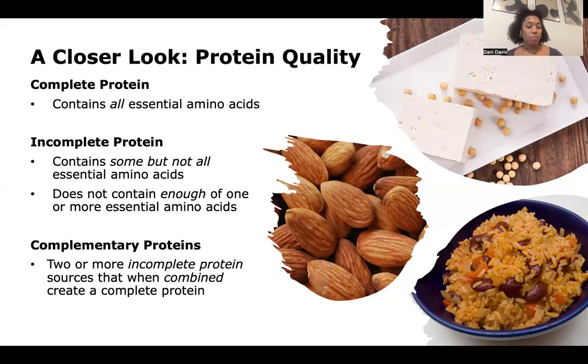However, with a complementary protein, we want to look at beans and rice. Having 2 or more together creates that complete protein. So 2 incomplete proteins become complementary to create a complete protein.